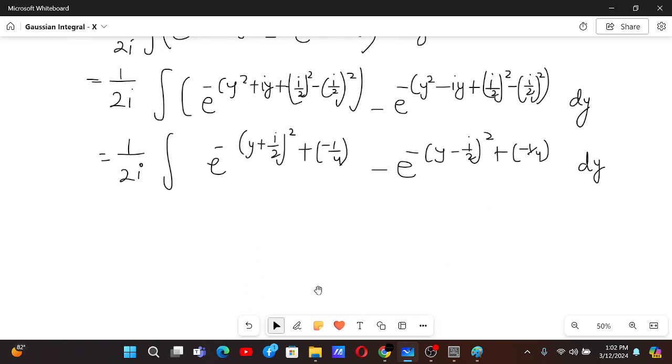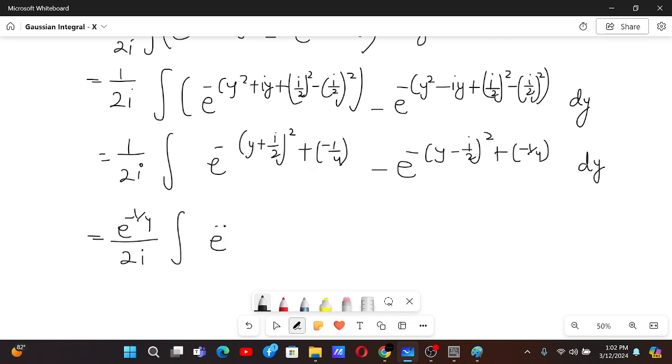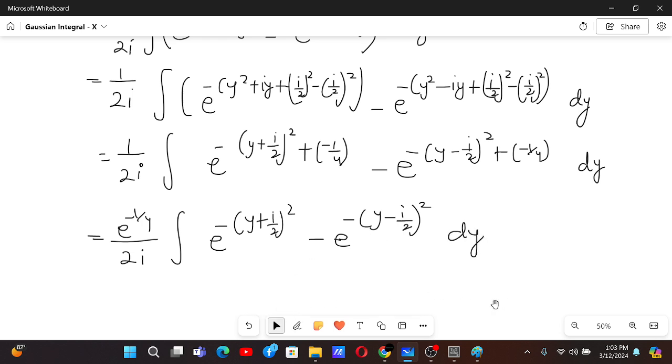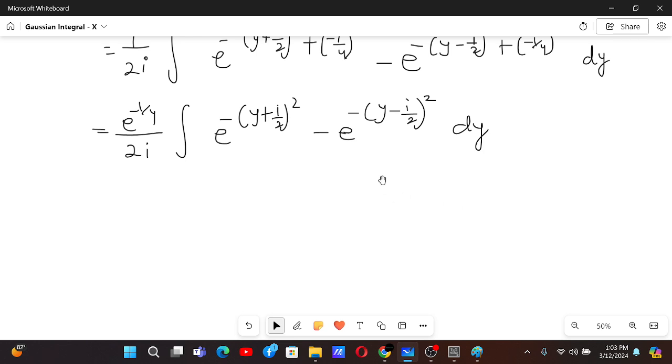Now take the e to the power minus 1 by 4 common, so e to the power minus 1 by 4 by 2i, and then integral of, now this is e to the power minus (y plus i by 2) whole square minus e to the power minus (y minus i by 2) whole square dy. Yeah, and now how do we do?